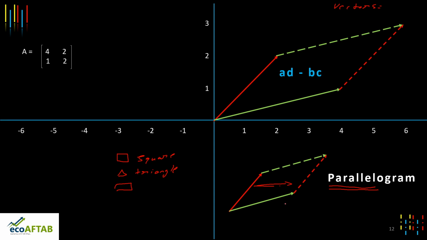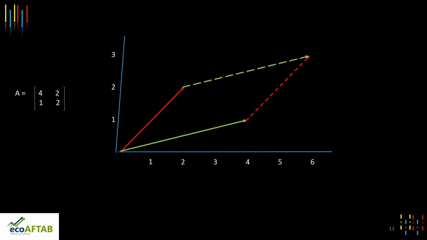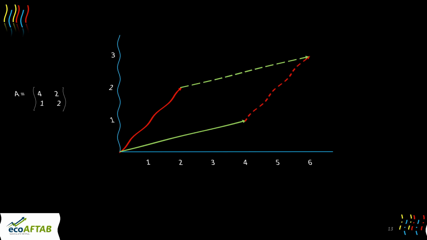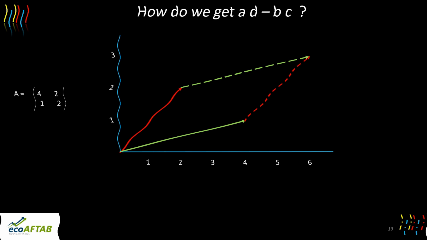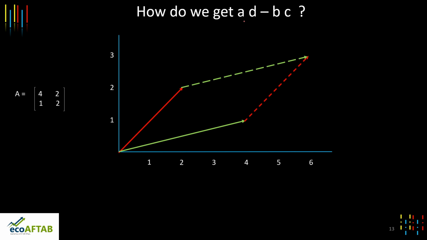So with this understanding, we will go further and try to see how we are finding this particular rule, why it is AD minus BC. So this we will see with a little further insight. How do we get AD minus BC? So this we will try to understand in a simple way.